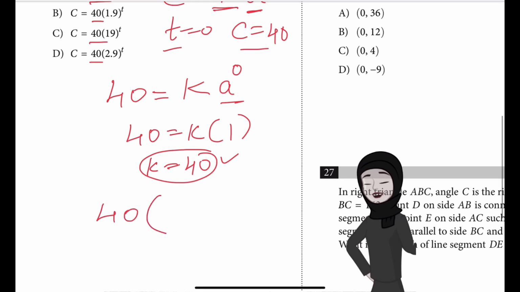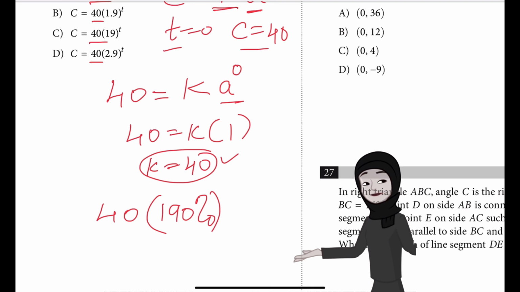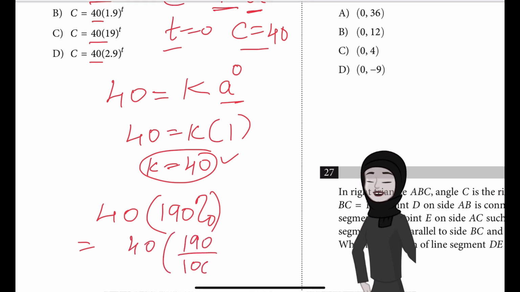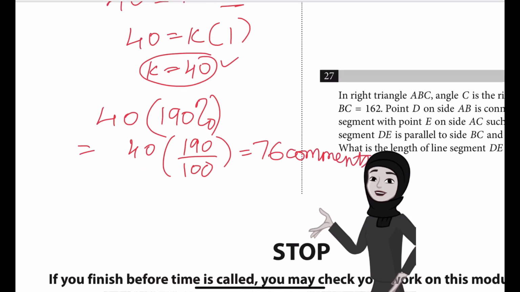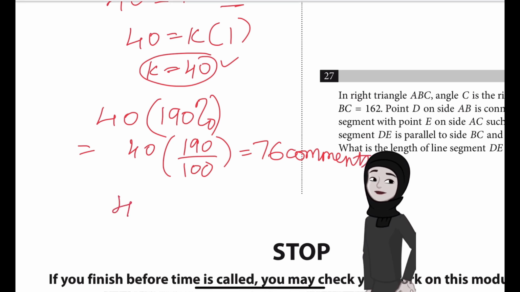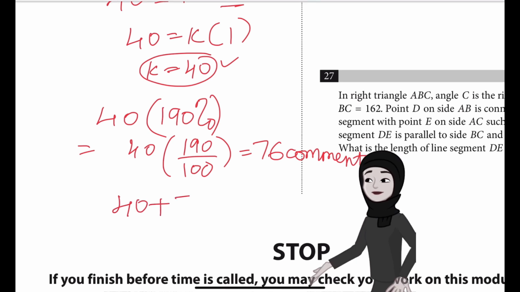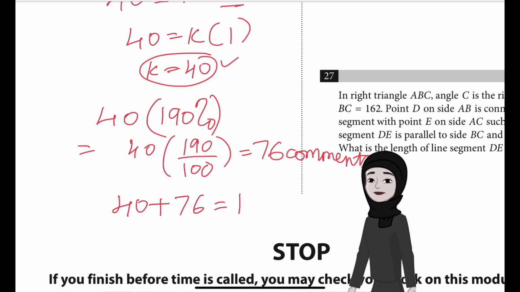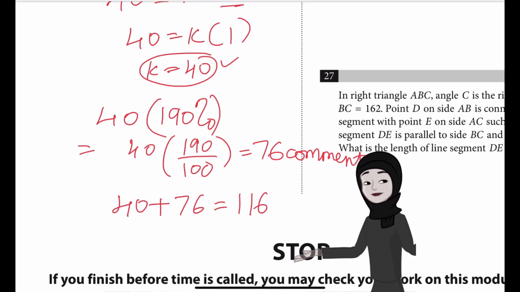So what happens if we multiply 40, which is the initial number of comments, by 190%? That means we will get 40 times 190 divided by 100. That equals 76 comments. The estimated number of comments for the following hour will be the sum of the comments from the end of the previous hour and the number of additional comments. So we take the initial number of comments, 40, and add it to 76. That means we will have 116 comments after the first hour.